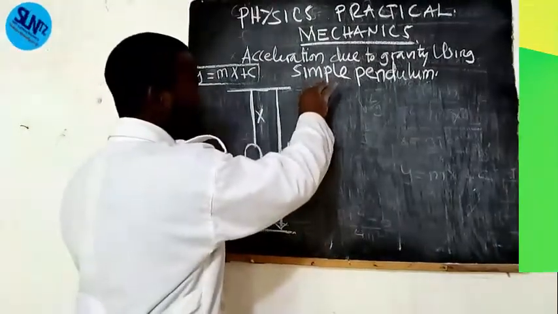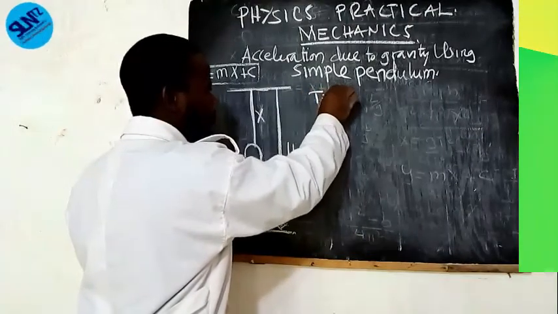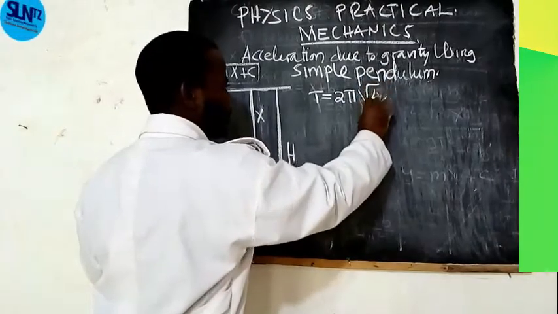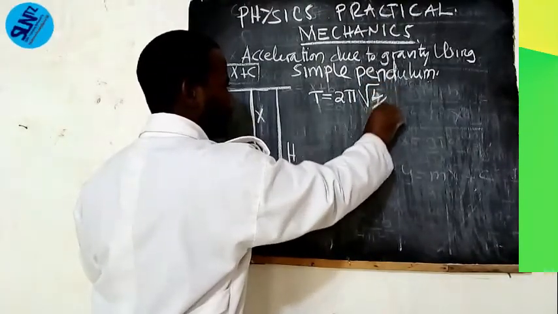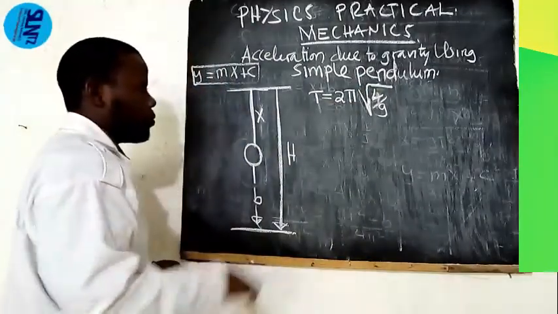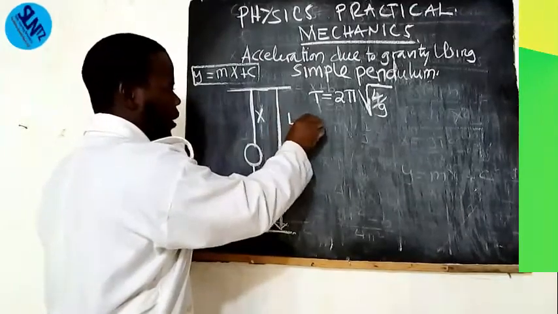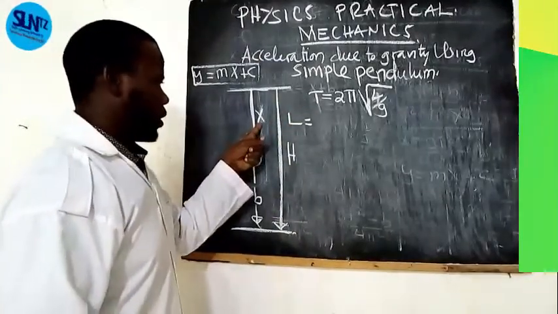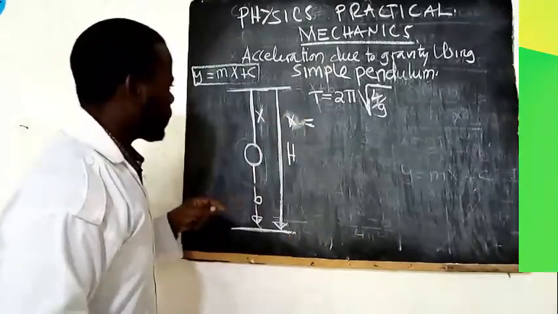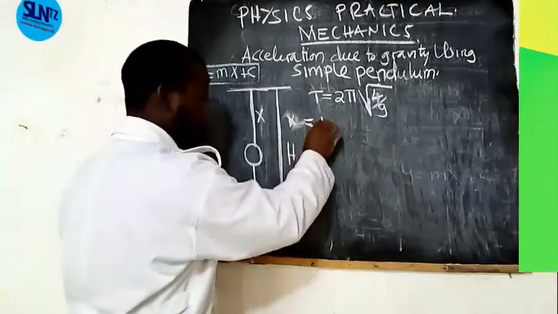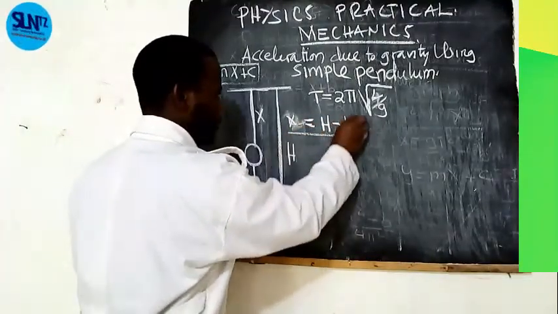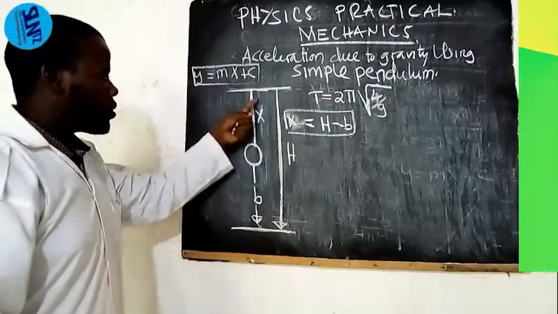From the normal equation, T is equal to 2 pi square root of L over g, length over g. What is L? L here, or you can call it x, will be height minus b. That's the value of the length of the pendulum.